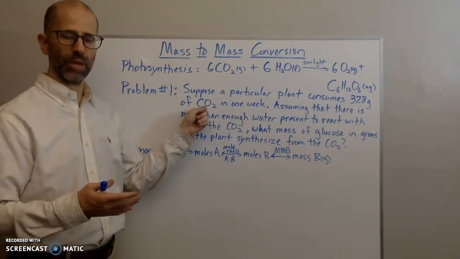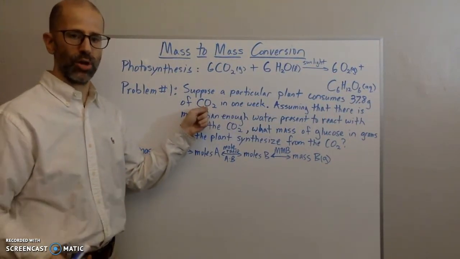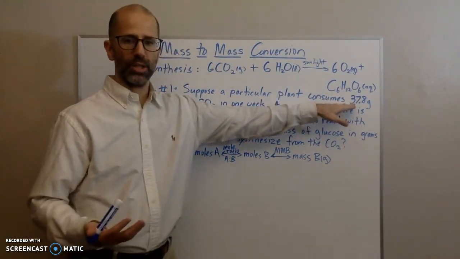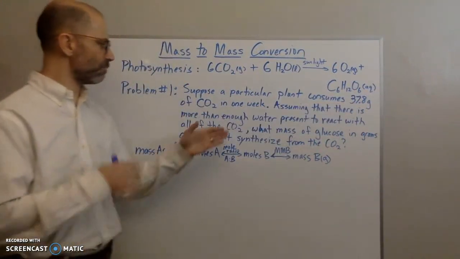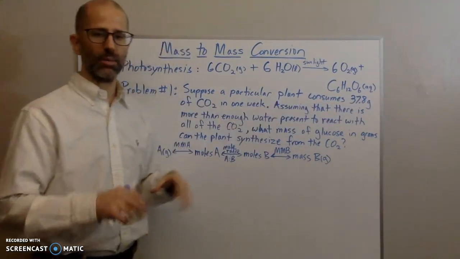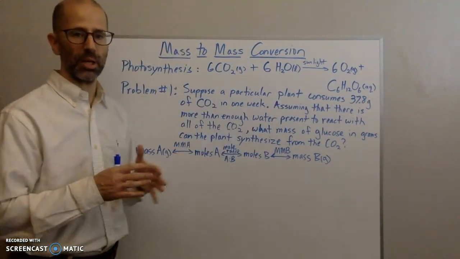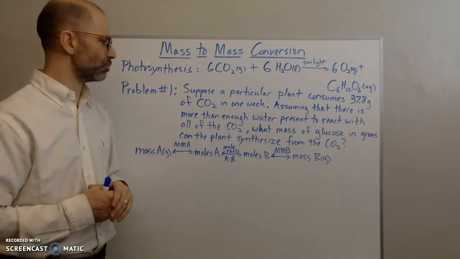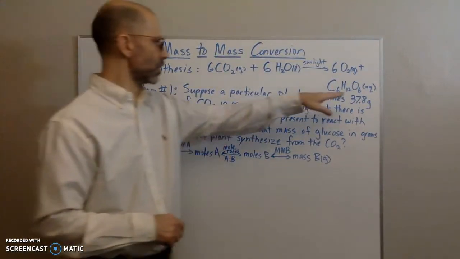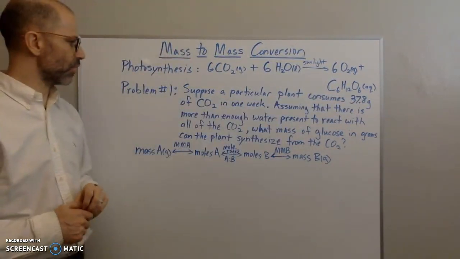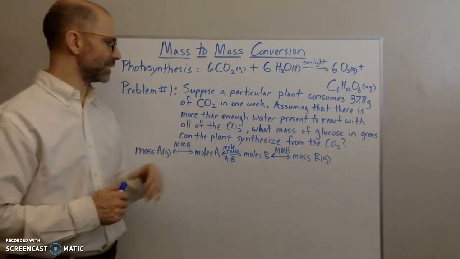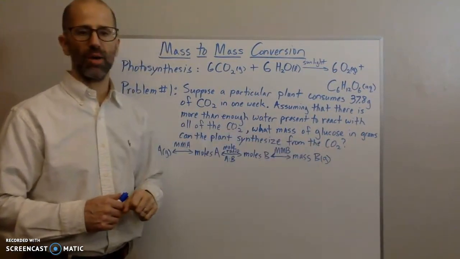So one of the worries might be, well, do we have enough water to react with all that? If we don't, then not all of the 37.8 grams is going to react. So the problem is telling you you have more than enough water to react with all of this. So that's not going to be a problem. The water is not going to limit how much you can produce. So assuming that we have enough water to react with all of our 37.8 grams of carbon dioxide, what mass of glucose in grams can the plant synthesize from that amount of CO2?